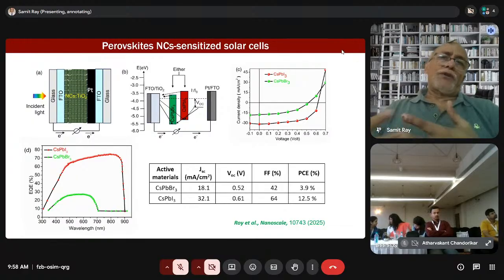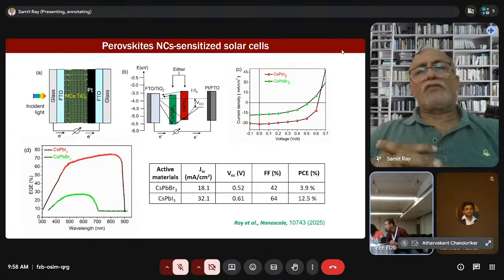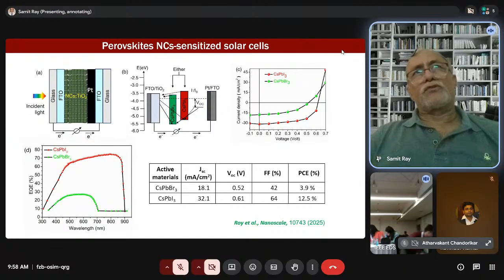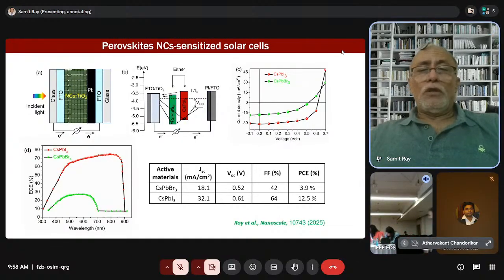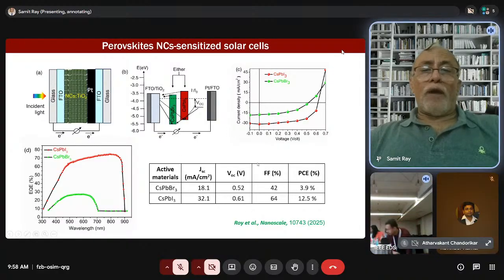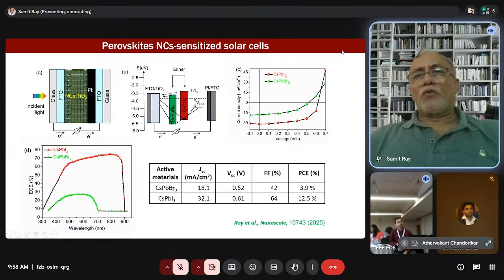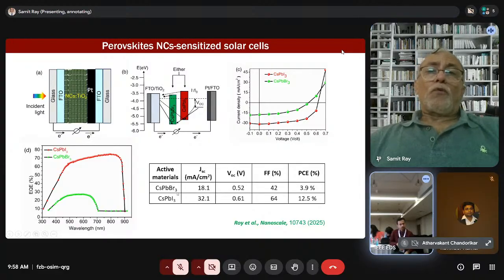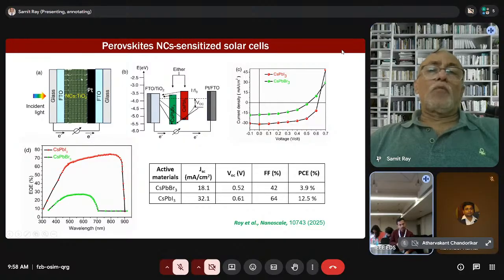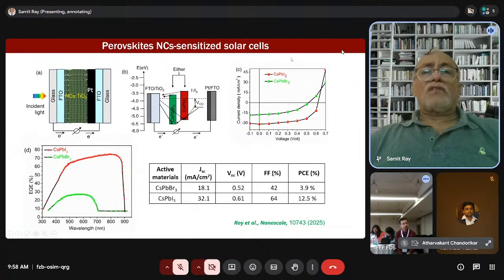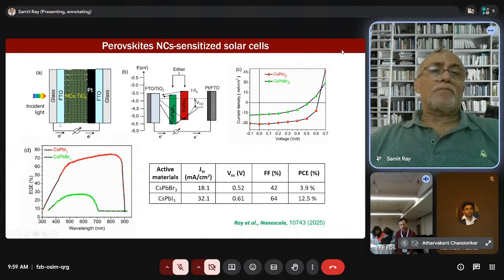And we also ask, why did you use cesium lead iodide? Because cesium lead iodide has a band gap matched to the solar spectrum, about 1.5 electron volt. On the other hand, cesium lead bromide is more stable, but its band gap is much higher, about 2.5 electron volt. So we use this perovskite, the nanocrystals, as a sensitizer. Instead of dye sensitized solar cells, we have nanocrystal sensitized solar cells.